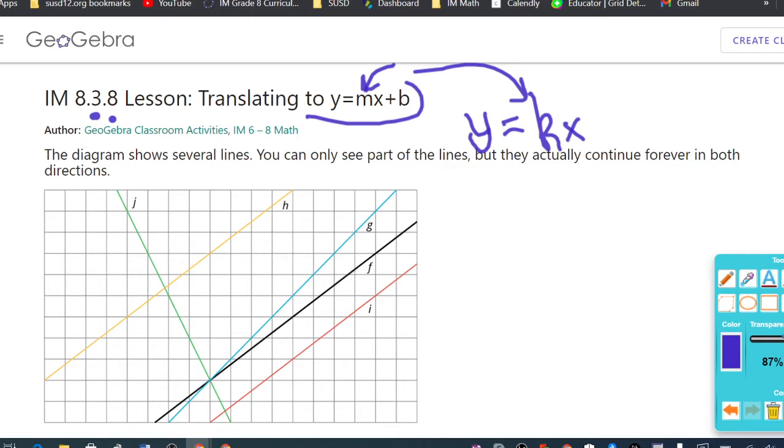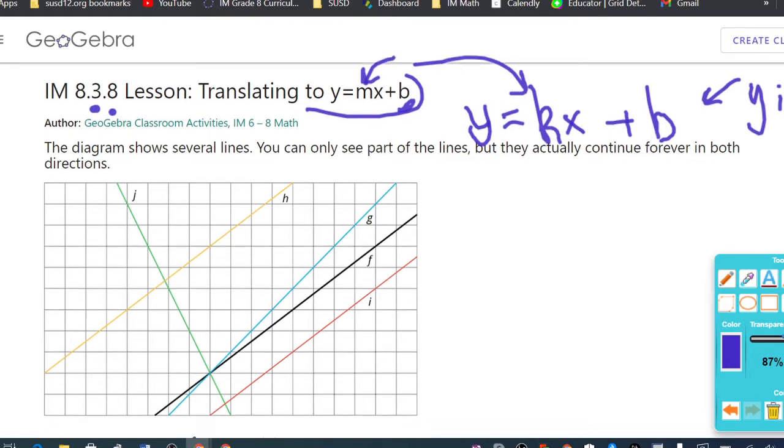But now we're putting on a plus b. In our previous lessons, we've been having graphs that do not start at the origin. They have some y-intercept, and that's what this plus b is. The b is the value of the y-intercept. So that's what you're going to learn in today's lesson and from here on out. The y-intercept is b, and the slope of the line is m.